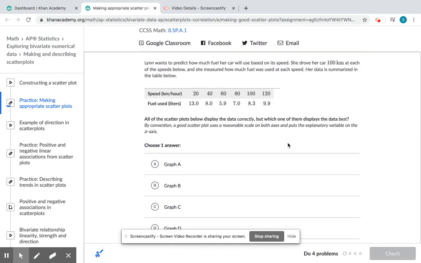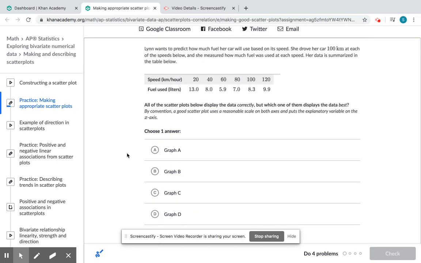All right, so I'm going to read this first paragraph. It says Lynn wants to predict how much fuel her car will use based on its speed. She drove her car 100 kilometers at each of the speeds below, and she measured how much fuel was used at each speed. Her data is summarized in the table below. So we have a table here, and we have speed, and we have the fuel used. All the scatter plots below display the data correctly, but which one displays the data the best?